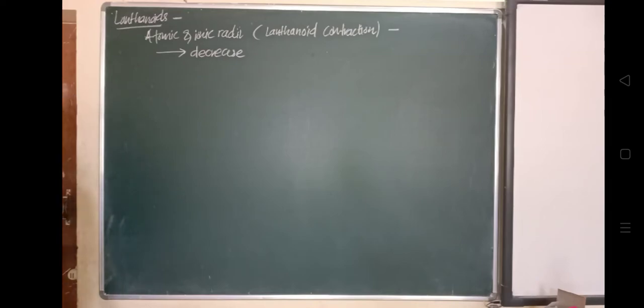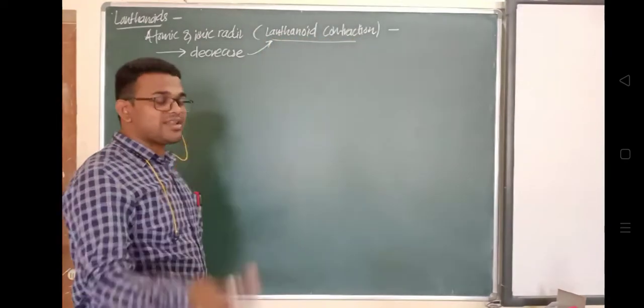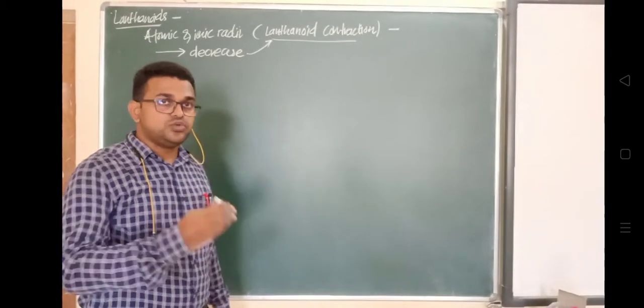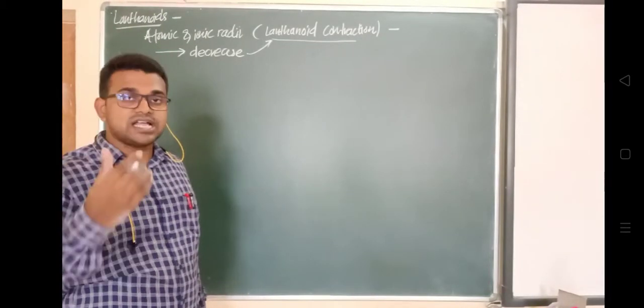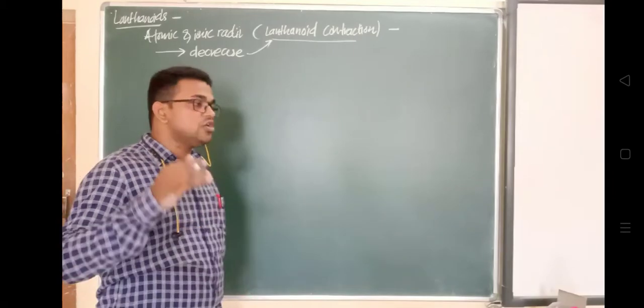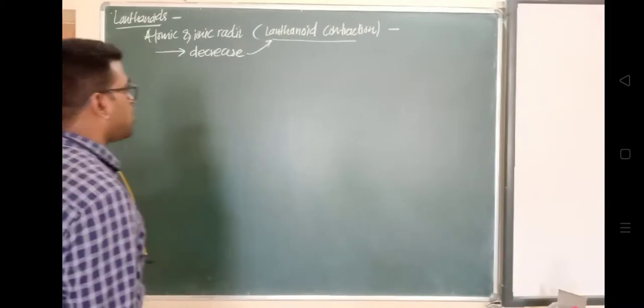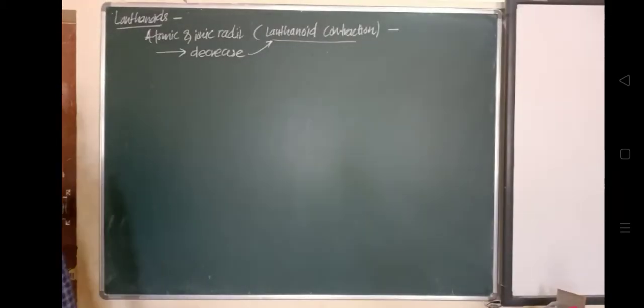As we move along the lanthanoid series, there is a steady decrease in atomic and ionic radii, and this steady decrease is termed lanthanoid contraction. So you must be aware of the meaning of lanthanoid contraction and why it is called so: it is due to their atomic as well as ionic size, their radii, decreasing. And as it is decreasing, we call this a lanthanoid contraction.